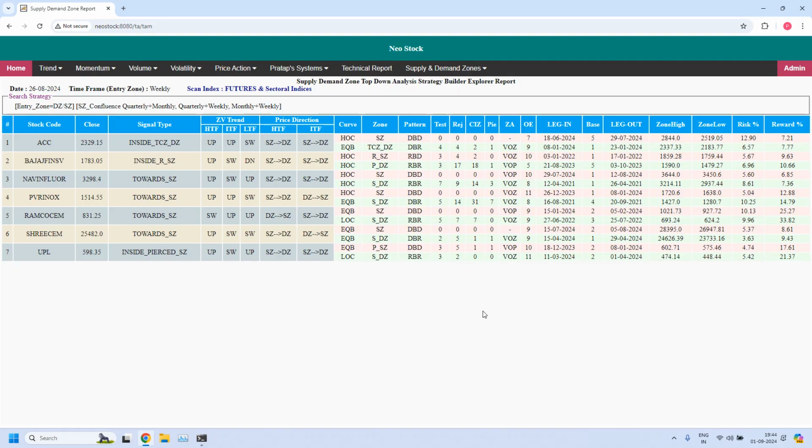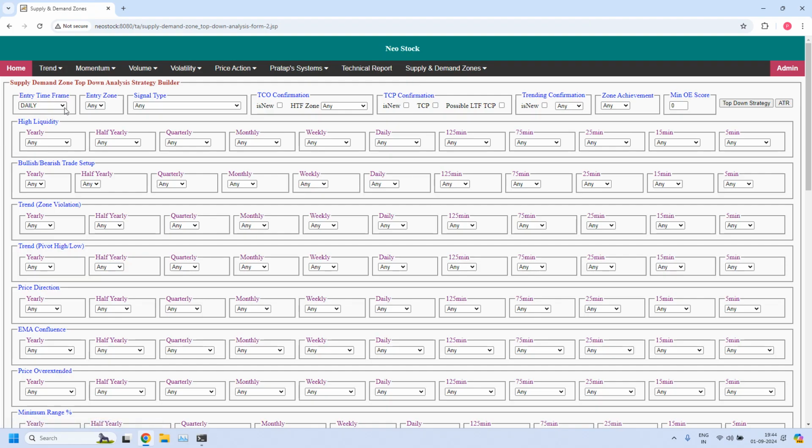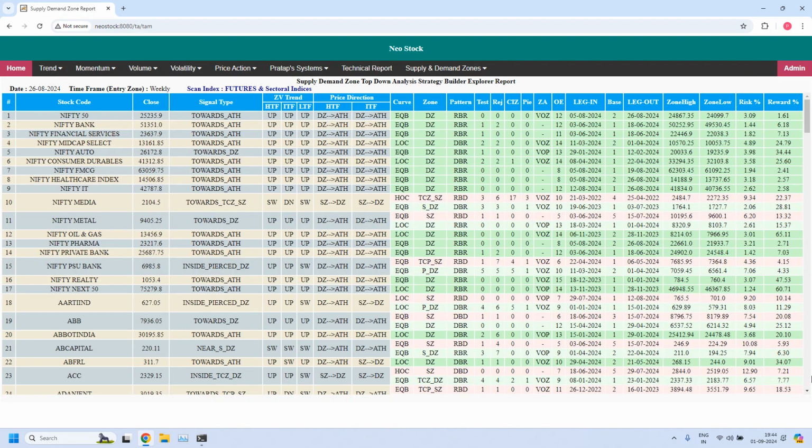Okay, anyway, before closing, let me give you the complete list of weekly zones. If any of your favorite stock is there, you can refer. So entry time frame is weekly. I am not adding any filters. I am filtering the complete list. So this is the weekly list.